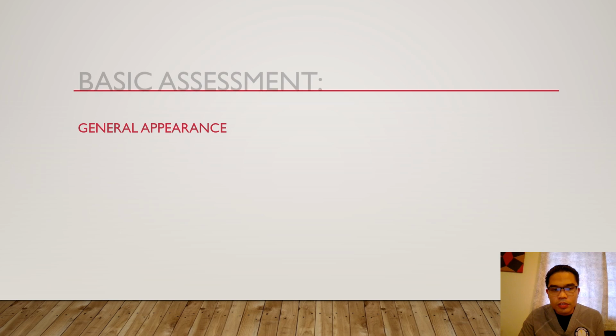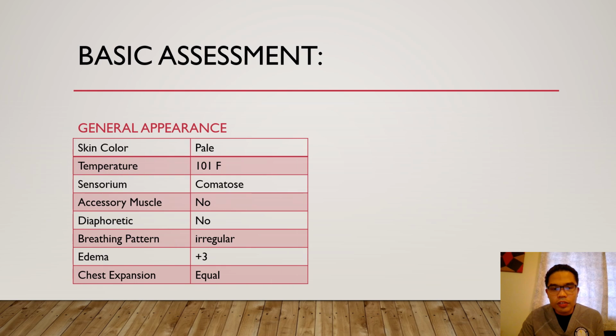So general appearance for the patient. These are the things that I've got from the patient: skin color is pale, temperature of 101 Fahrenheit, which is infection, possibly because of fever. Sensorium is comatose, no accessory muscle use, not diaphoretic. Breathing pattern is irregular. Edema of +3, meaning it's more severe in terms of inflammation because it's generating more positive levels, and chest expansion is equal.